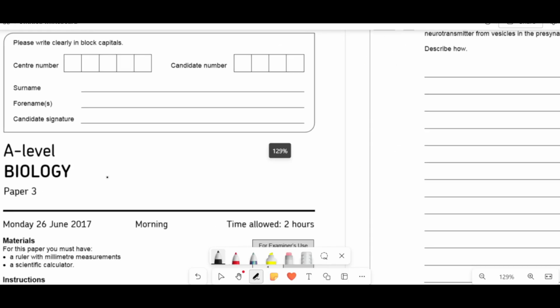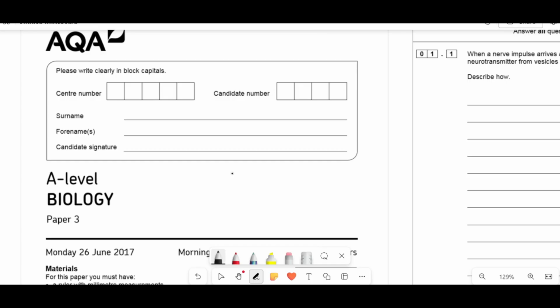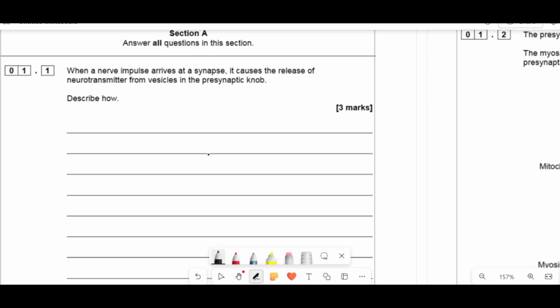Okay, welcome back to another episode of the A-Level Cookbook. Today we're going to be doing the AQA A-Level Biology Paper 3 from June 2017. So it says, when a nerve impulse arrives at a synapse, it causes the release of a neurotransmitter from vesicles in the presynaptic knob. Describe how.